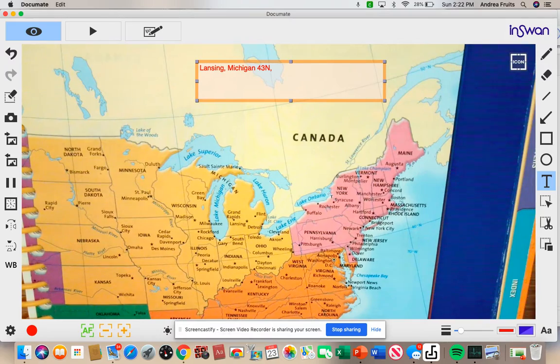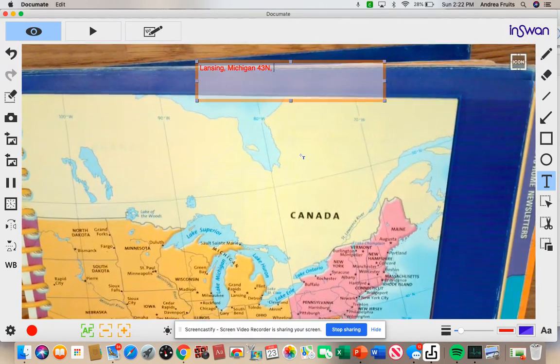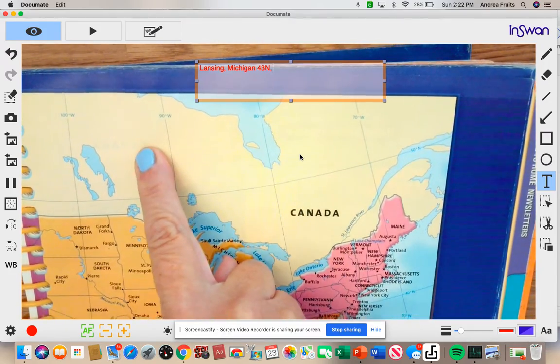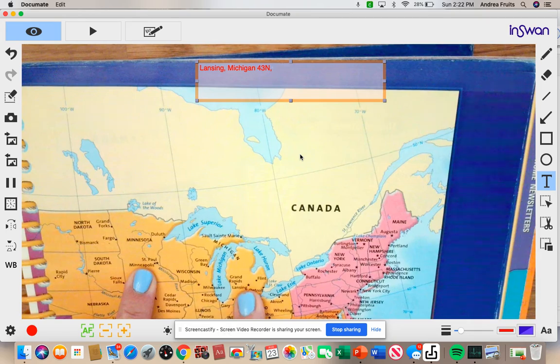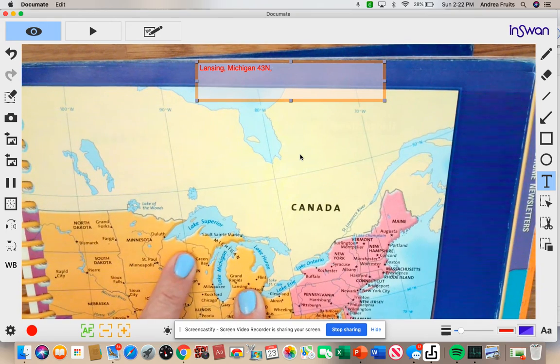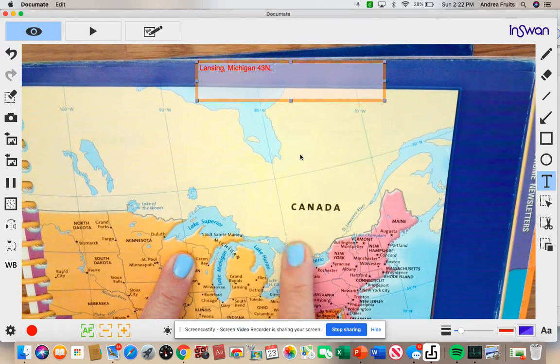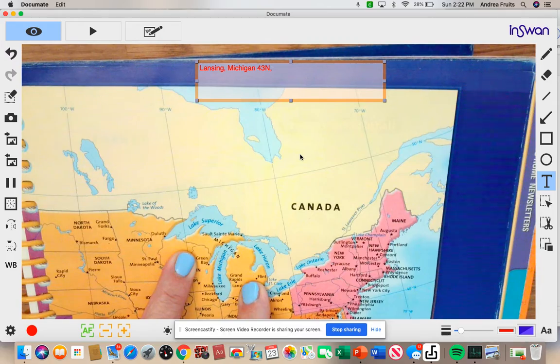Well, these are going west, and I can see here, if I pull this down more, I have 70 degrees west, 80 degrees west, 90 degrees west. Again, if I look here, here is Lansing. This is 90 degrees, and this is 80 degrees. So Lansing is right between 80 and 90, about 85. I would say it is about 85 degrees west.